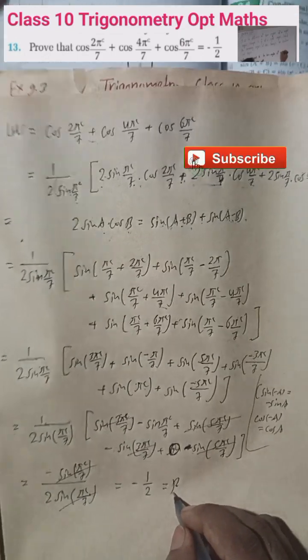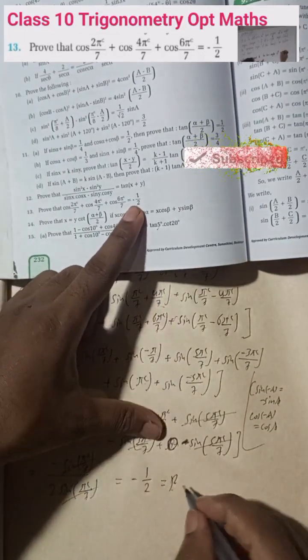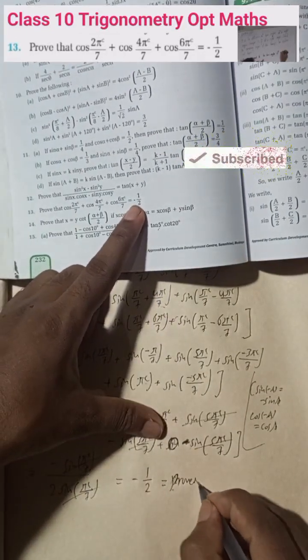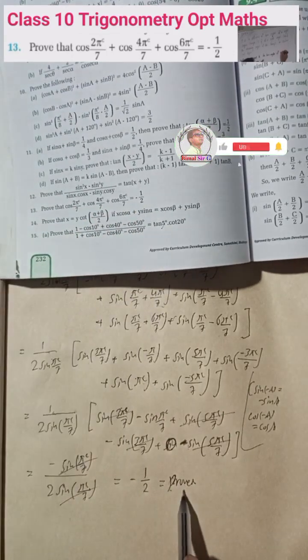There you see, this is to prove, so proved. Okay, we have taken this part and we got this part, so this is proved.